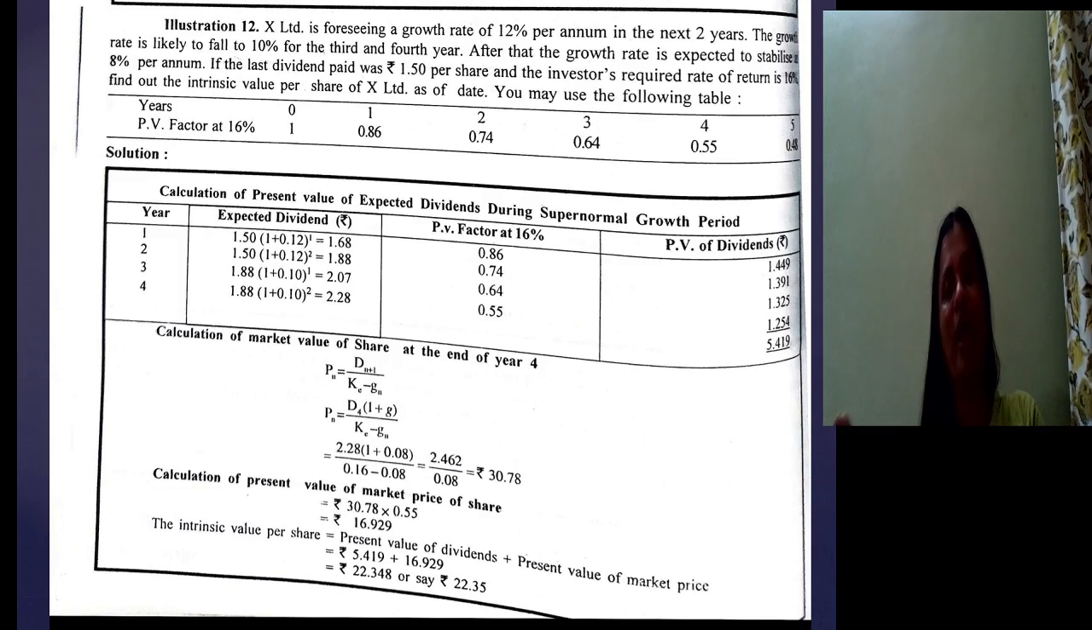So, first 2 years there is 12% growth. Next 2 years there is 10% growth. We arrived at expected dividend. So, expected dividend should be multiplied with the present value factor at 16% given in the problem. We arrive at present value of dividend. So, once we calculate present value of dividend, now we have to calculate market value of share at the end of 4th year or at the beginning of 5th year.